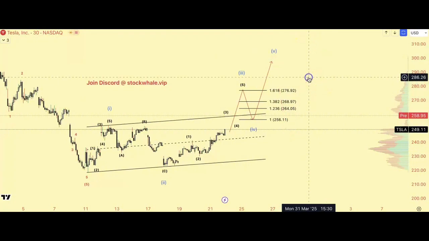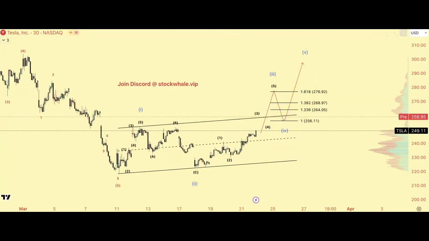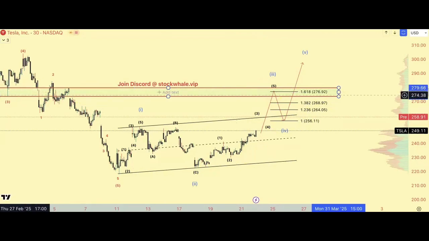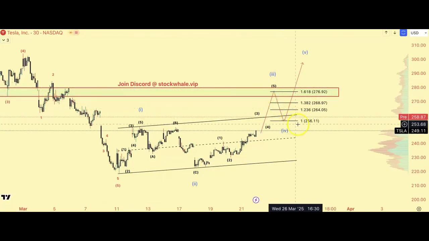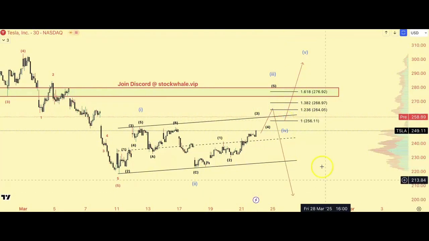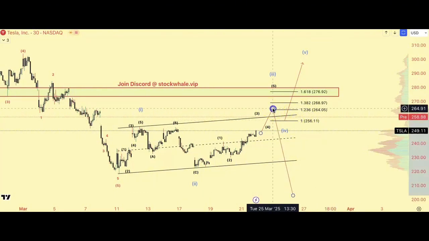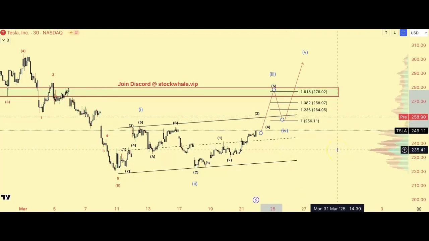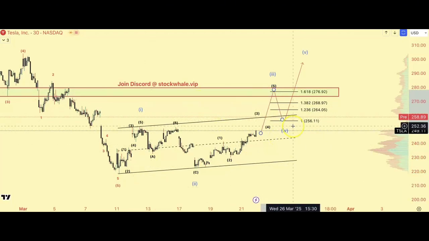So again, in order for this to happen, Tesla needs to reach 276, guys. This is the main level. It needs to go to 276. If not, anything under 264 is still very much in play. So again, we need to reach 276, and then on the dip, hold 256. This is it. This would be a beautiful impulsive structure.